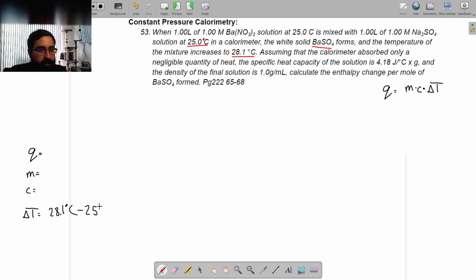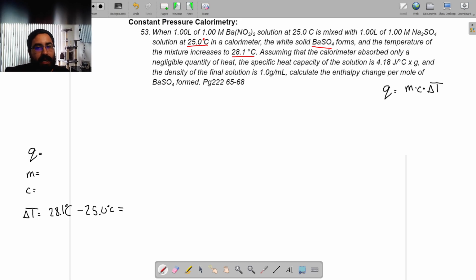Remember, change is always final minus initial. So, 25.0 degrees Celsius. That looks like a parenthesis, so I'm going to change that. I'll put the letter C. Assuming that the calorimeter absorbed only a negligible quantity of heat. So let's assume that there's no outside heat coming in. That styrofoam cup, let's pretend it actually works.